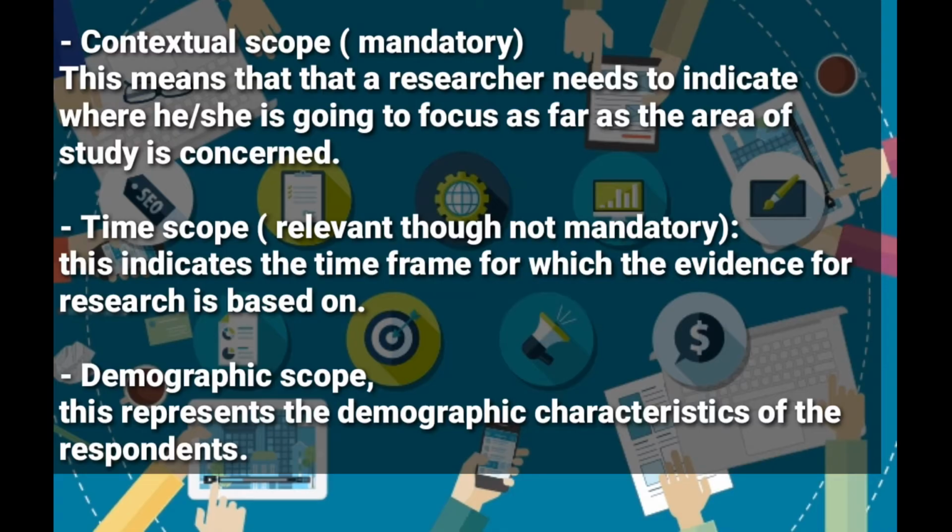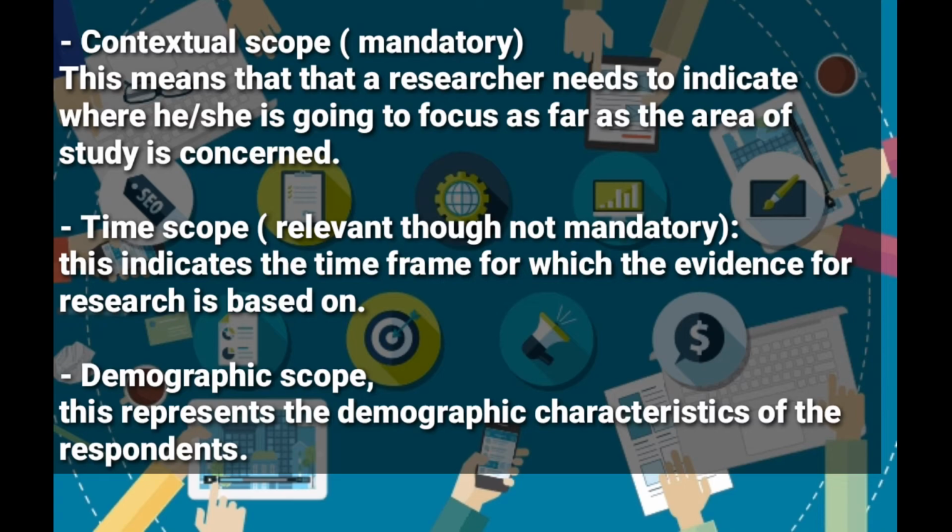Is it the academic performance? Is it the way lecturers teach? Is it the classrooms that people are having? Is it the way that students dress? Something like that. So he has to give the context of the research study. And this is also mandatory. It's a must. It's compulsory.